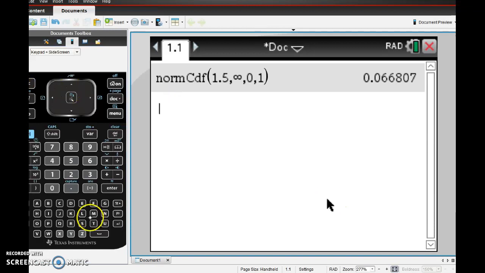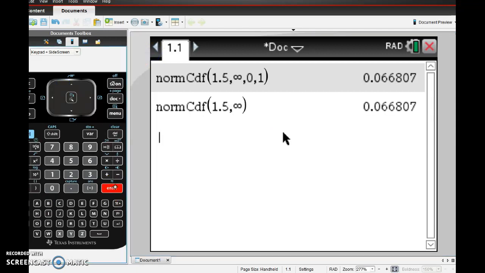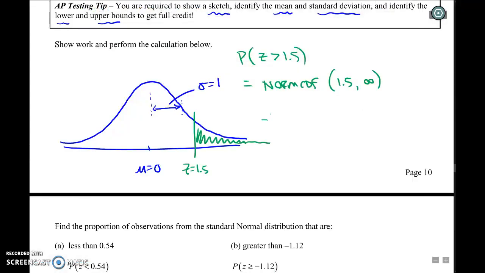Just to let you know, you could actually just type in norm CDF. You don't have to go to the menu. And you don't really need to put in the mean and standard deviation. If you just do 1.5 to infinity, that'll give you the same thing. So 0.0668, also known as about 7% or 6.7%.